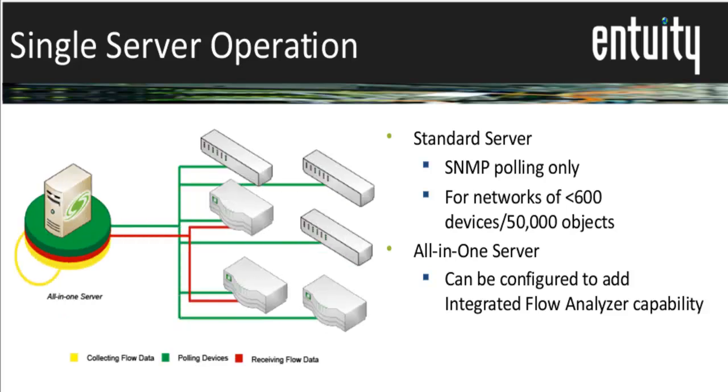The second configuration for single server or multi-server operation is what we call an all-in-one server. When you configure the server for all-in-one operation, this adds the capability of the integrated flow analyzer. So for an all-in-one server, you can monitor devices via SNMP polling and also accept flow records from attached network devices. And we are multi-vendor compatible with flow. We accept NetFlow V5, 7, and 9 from Cisco devices, J-Flow, IPFIX, and I believe, JD, correct me if I'm wrong, NetStream is one as well.